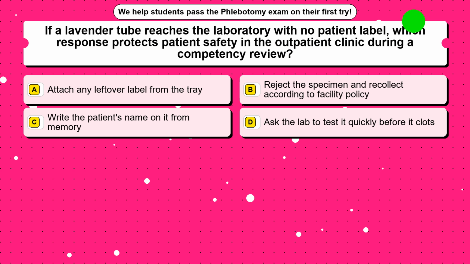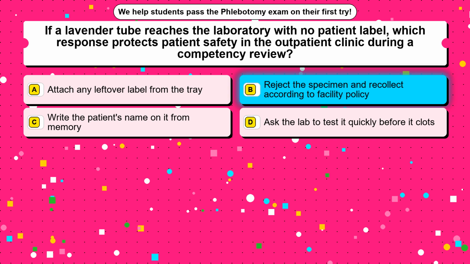Question 1. If a lavender tube reaches the laboratory with no patient label, which response protects patient safety in the outpatient clinic during a competency review? Option A. Attach any leftover label from the tray. Option B. Reject the specimen and recollect according to facility policy. Option C. Write the patient's name on it from memory. Option D. Ask the lab to test it quickly before it clots.